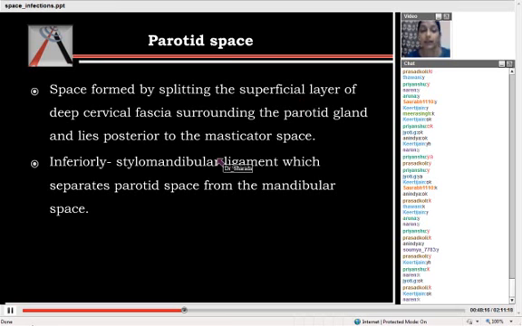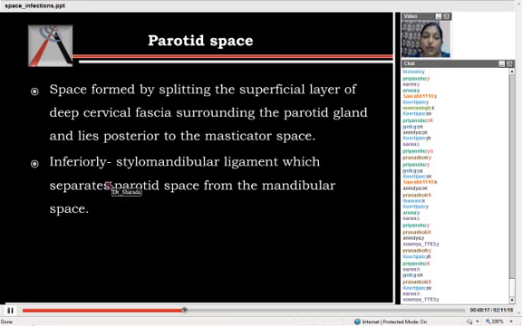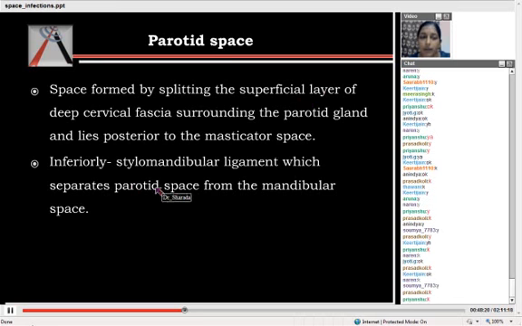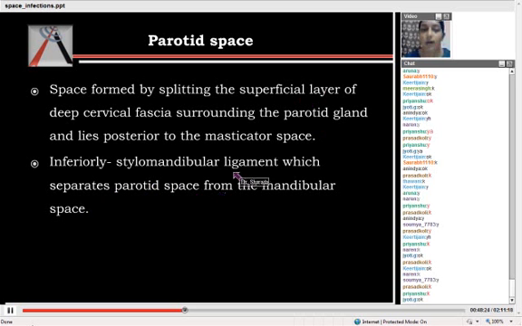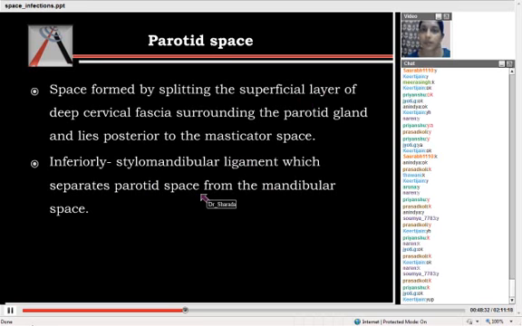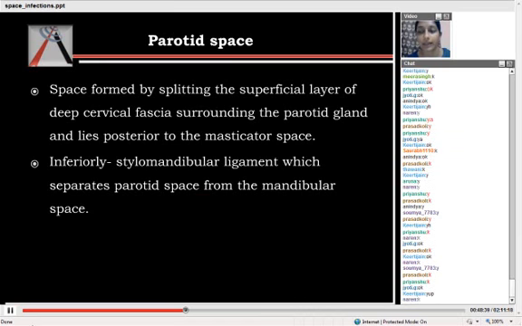And inferiorly you have a ligament which is going to separate your parotid space from the mandibular space. So whenever infection has to spread, all it has to do is damage the ligament or go through the ligament for it to reach the mandibular space from the parotid space. Okay? Okay, so we'll move on to the next slide.